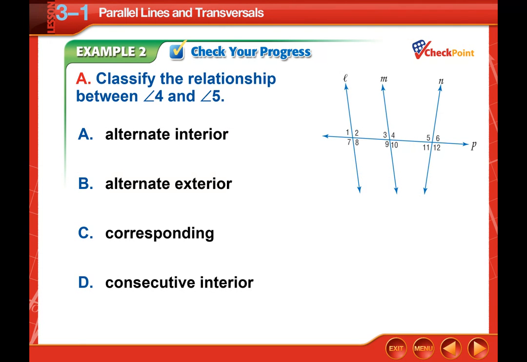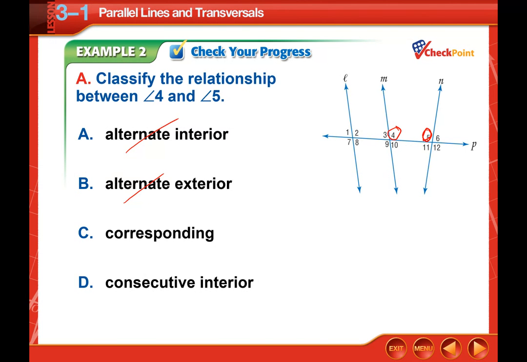Okay, classify the relationship here between 4 and 5. Now this looks more complicated, but we don't even have to consider this last line over here, this line L. All we have to be concerned with is M and N and the transversal P. Okay, so once again, are they on the same side or are they on different sides? Well, these look to be the same side, so I'm not expecting that they're alternating.